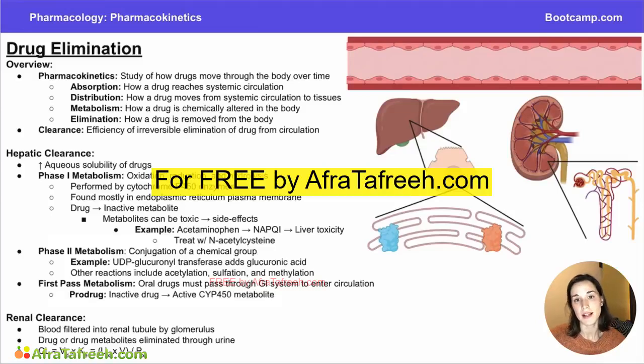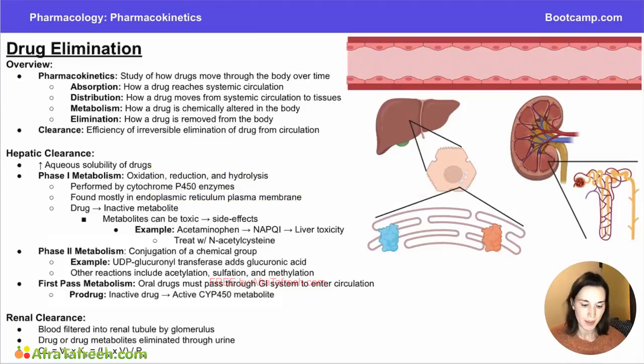In this video, we'll discuss how drugs are eliminated from the body. In the last video on drug delivery, we began our discussion of pharmacokinetics, which is the study of what the body does to the drug. We focused primarily on the processes of absorption and distribution, which describe how a drug moves from outside of the body to systemic circulation and to various tissues to reach its eventual site of action.